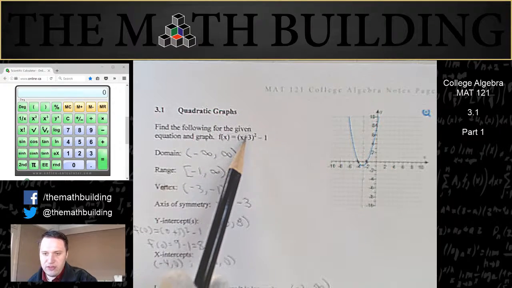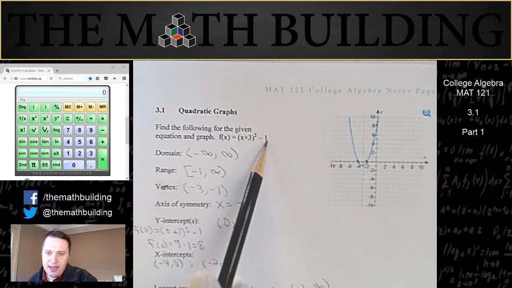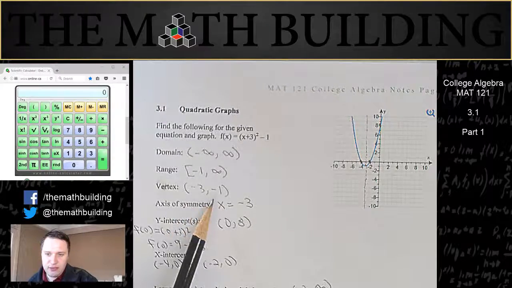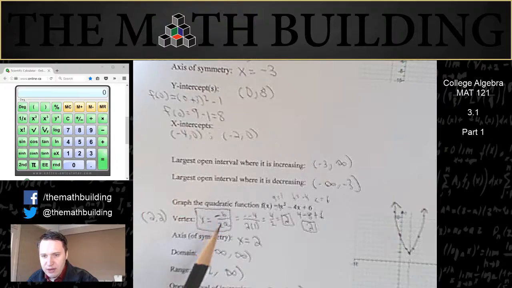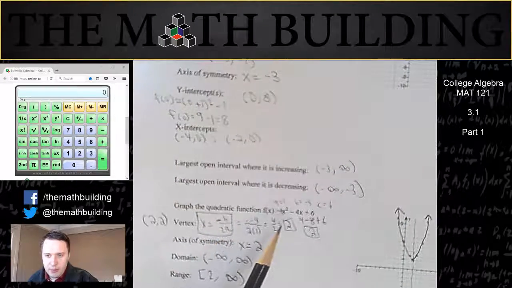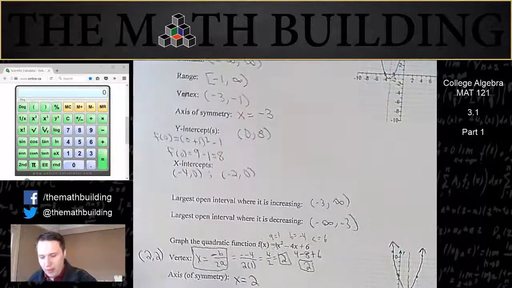Remember the vertex for this, you flip this sign, but keep that sign to make the vertex -3, -1. For the vertex for here, you do x equals -b over 2a, figure out what that number is, and then just plug it in to find the y part.